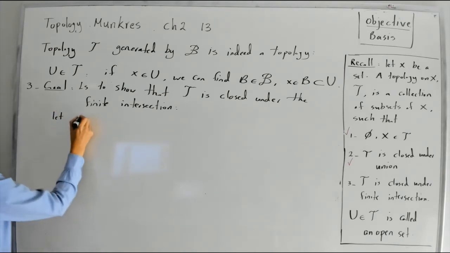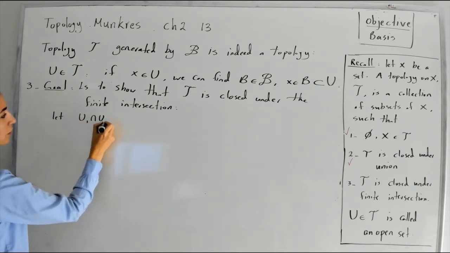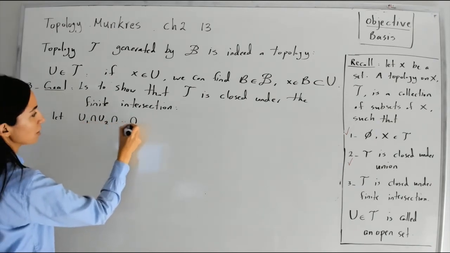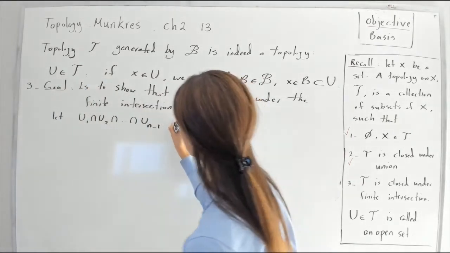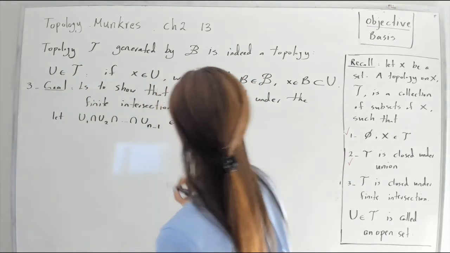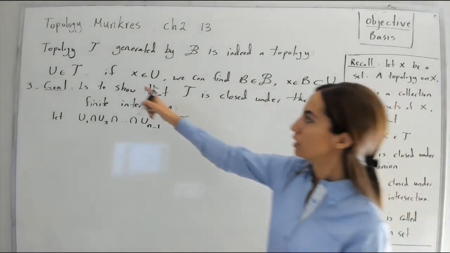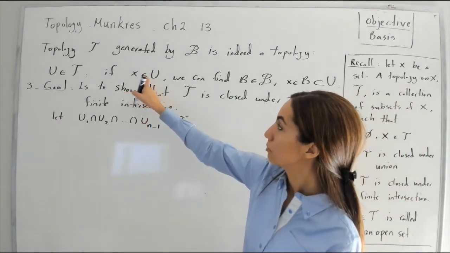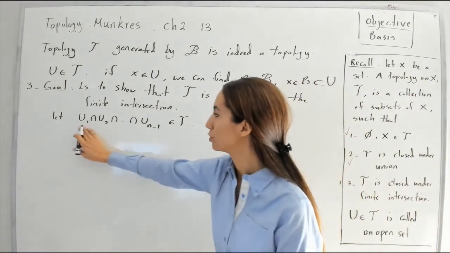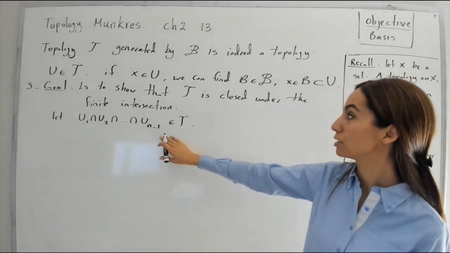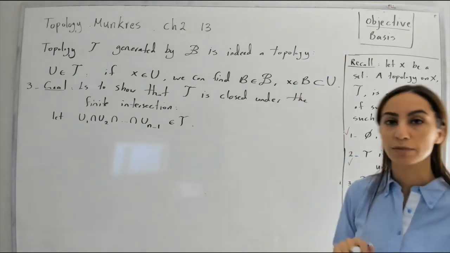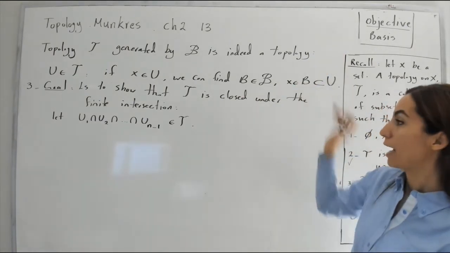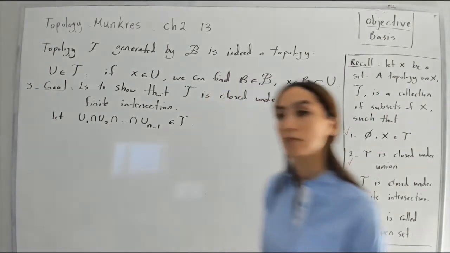So let U1 intersection U2 intersection U(N minus 1) belong to tau. What's the meaning of that? It means that if X belongs to the intersection of U1, U2 to U(N minus 1), we can find a basis element like B such that X belongs to that basis element B and it's a subset of this intersection.